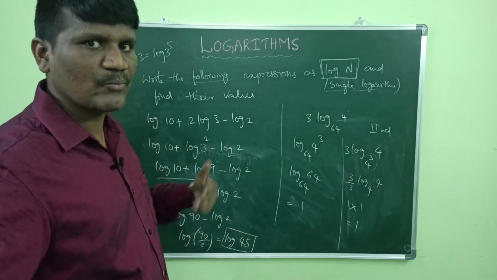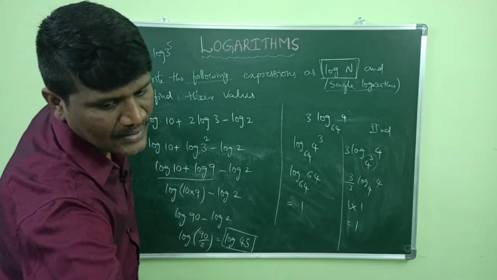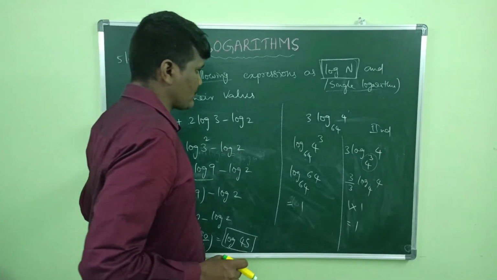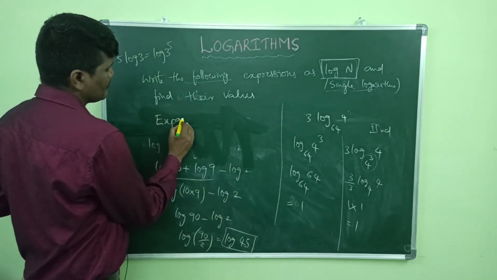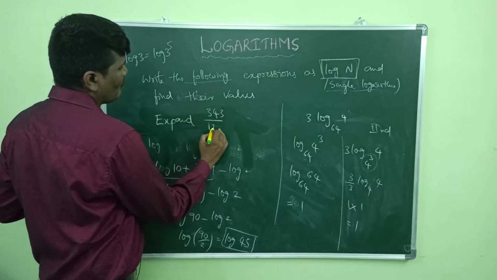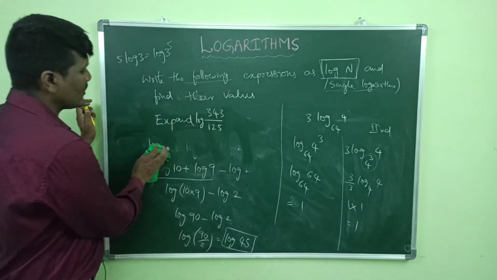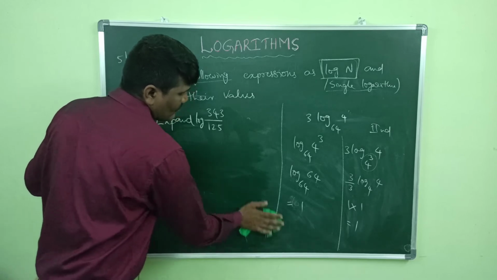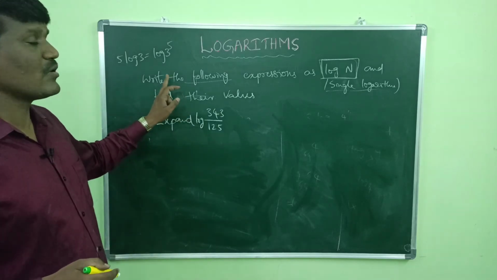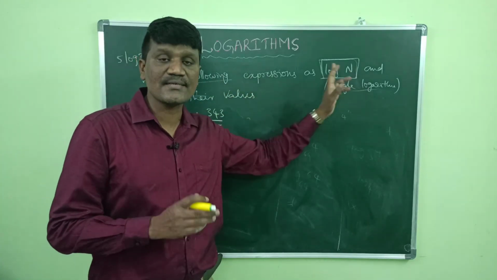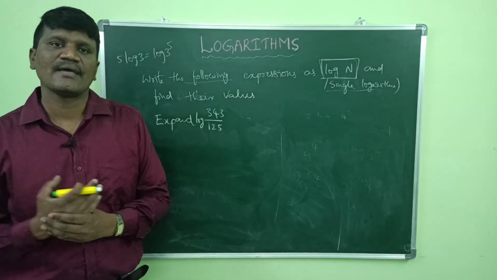Okay, now let us see one more important problem, a different type of problem: expand log 343 by 125. The question is expand log 343 by 125. So this is the reverse of the previous problem. In the previous problem, we wrote the given expression as a single logarithm. Now here a single logarithm is given, and I should make it into an expansion.